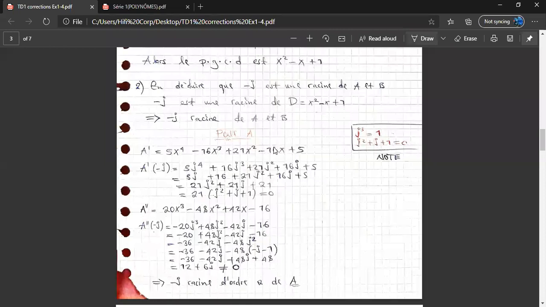Yes, I'm now okay. Does it mean we only have to replace j to the power 2 with negative j minus 1 in the second derivative of r and not in the second derivative of r? No.